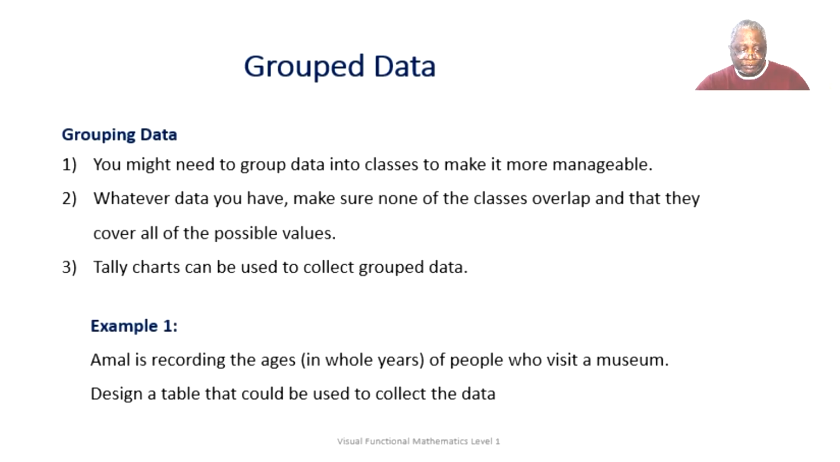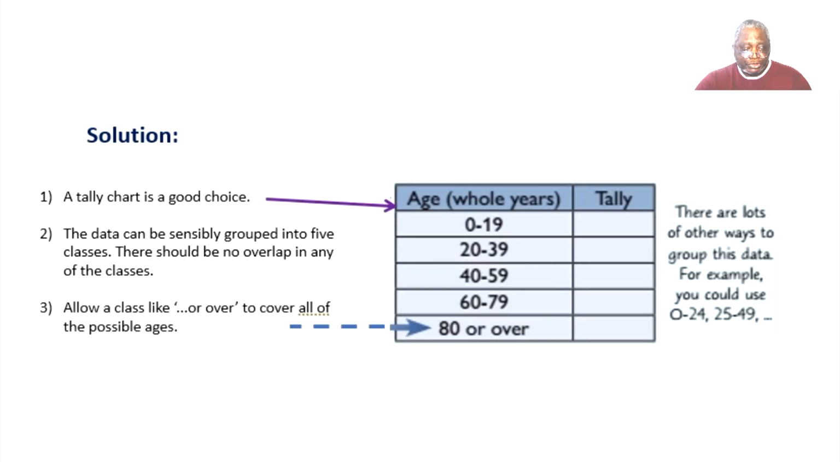Example 1. Amal is recording the ages in whole years of people who visit a museum. Design a table that could be used to collect the data. Let's see how this is worked out. The solution, you have a tally chart, which is a good choice. The data can be sensibly grouped into 5 classes.